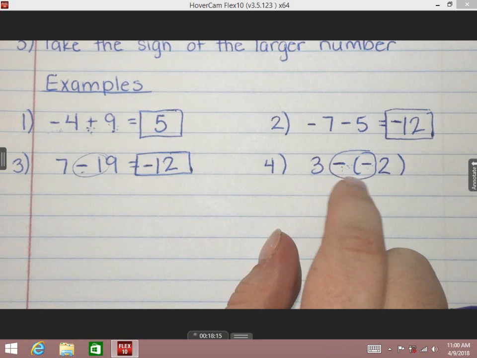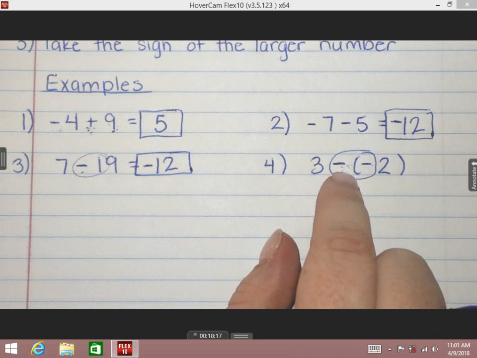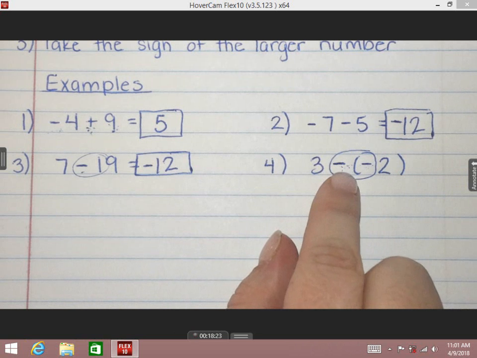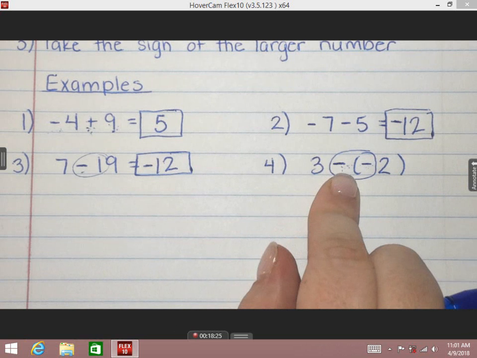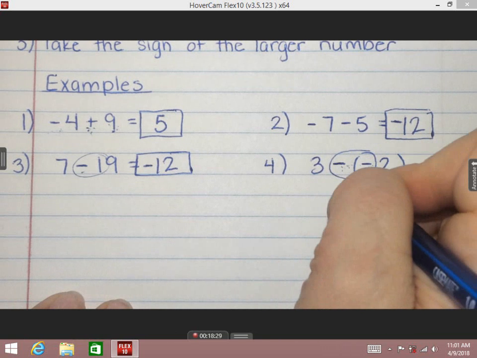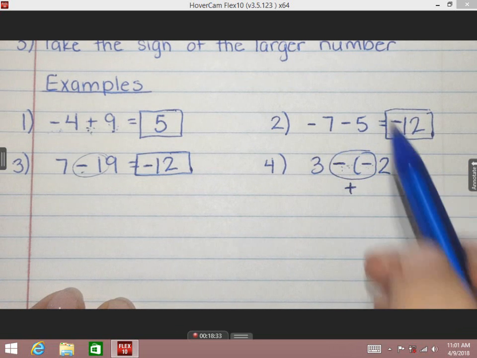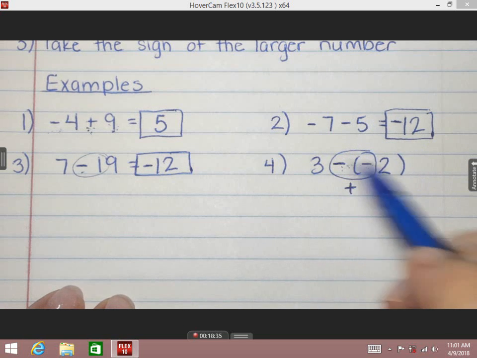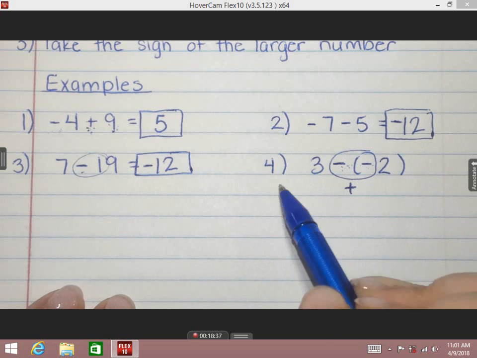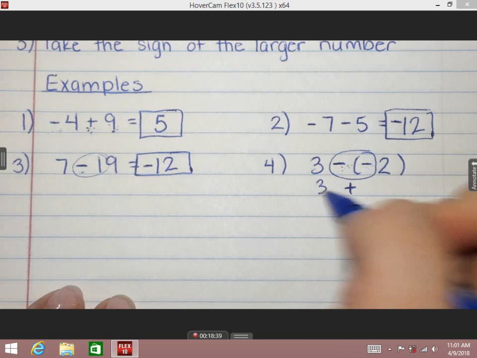So, Caleb, right now in that double sign circle, are those the same or are they different? Same. They're the same. All right, so Caleb, what does it mean if I have the same sign? What does that mean I need to change it to? Addition. So guys, shh. I'm hearing some talking. I need to stop so we can focus. All right, so we're changing that to addition. Have I changed anything else in the problem? No, so everything outside of the circle, we're just going to leave the way it was.